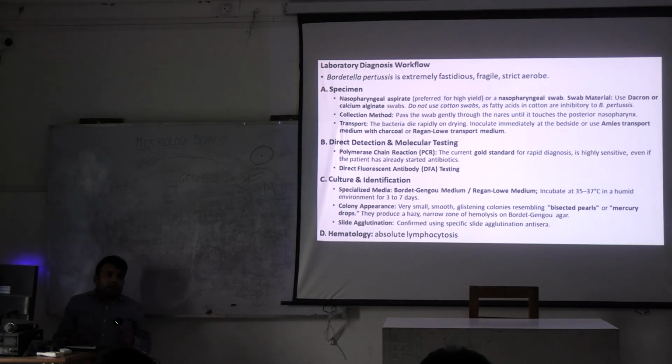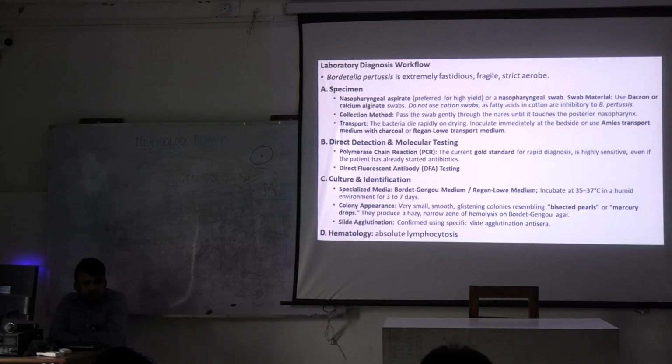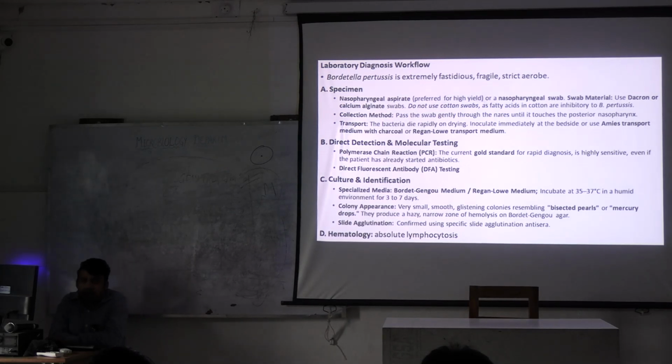Suppose you do not know how to manage the airway, then call someone first who can manage the airway in case of paroxysm of cough. Okay? With preparation, then take the sample, inoculate right on the bedside. Now, if you cannot do so, you have to send it with a transport media. Commonly Amies transport media can be used, that is commonly used, or specifically you can use Regan-Lowe transport media.